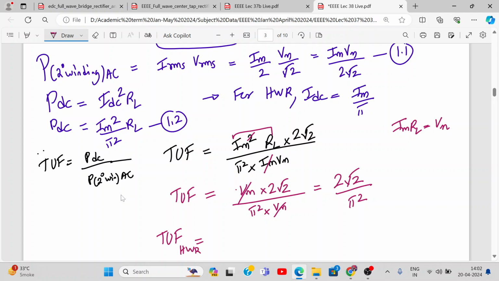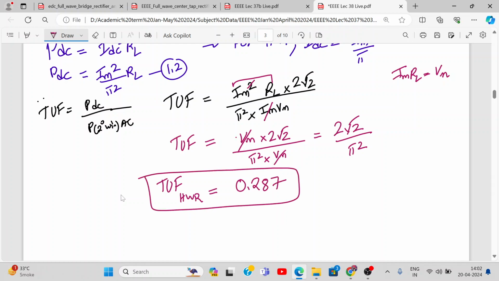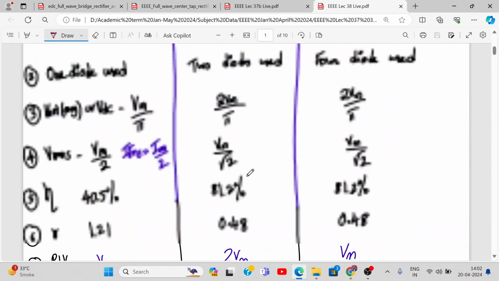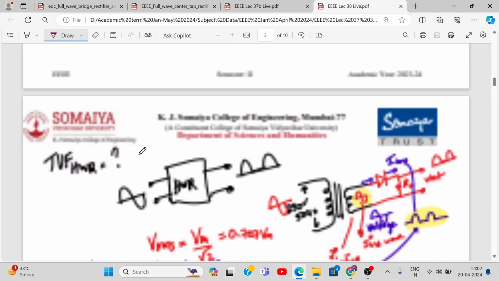Half wave rectifier. So TUF for a half wave rectifier is how much? Tell me. 0.287. And in terms of percentage, TUF will be 28.7%. That's what we have written in the comparison, right? For a half wave rectifier, 28.7%. Okay.